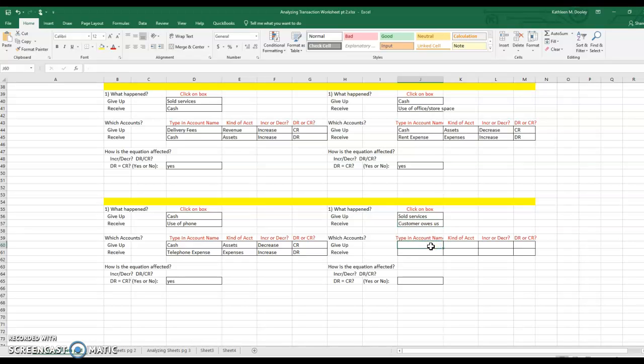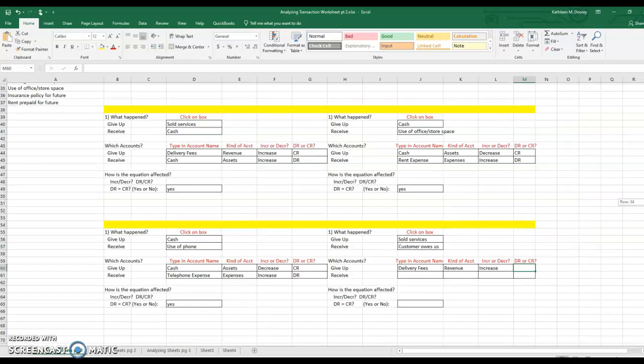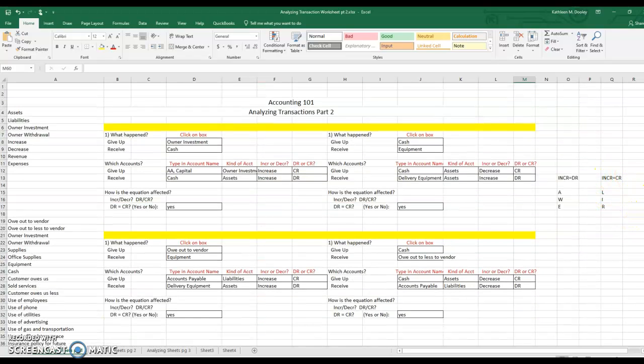Now, when we go to look on the chart of accounts for sold services, we know that's going to be revenue. We only have one revenue account, which is delivery fees. Okay, do we have more or less services that we sold than we did 5 minutes ago? Well, we have more. So we have an increase in services that we sold, an increase in revenue. Revenue increase is a credit.